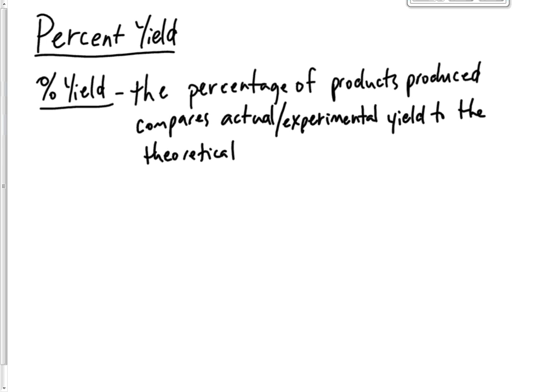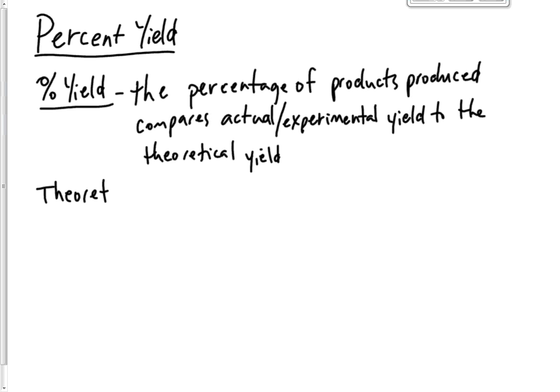So a yield just means what you're getting out. Okay, so you're putting so much reactants into a beaker, and how much do you get out? That's your yield, how much you actually have. So the percentage of the products produced compares actual and experimental yield to the theoretical yield. All right, so there's your definition of percent yield. So let's go through some of these definitions.